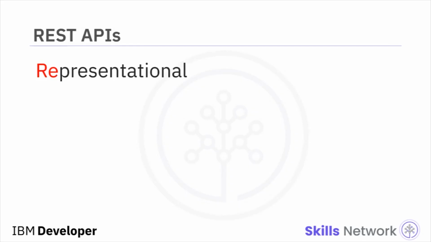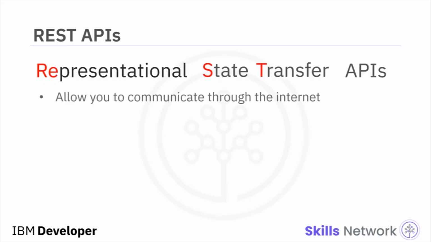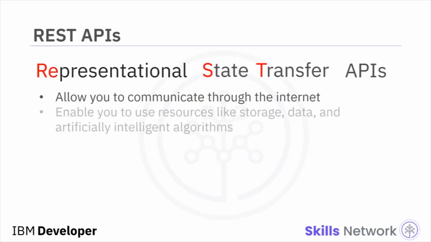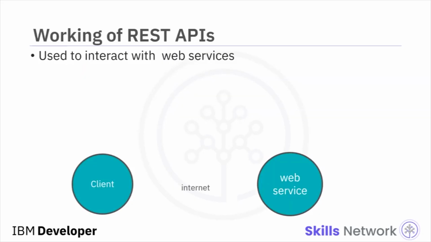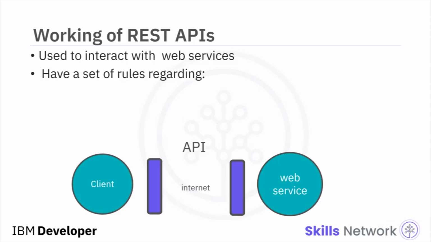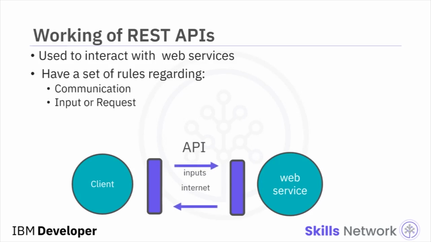So REST APIs are another popular type of API. The RE stands for representational, the S stands for state, and the T stands for transfer. They allow you to communicate through the internet and take advantage of resources like storage, data, artificially intelligent algorithms, and much more. In REST API, your program is the client. The API communicates with a web service you can call through the internet, though there are rules regarding communication, input or request, and output or response.